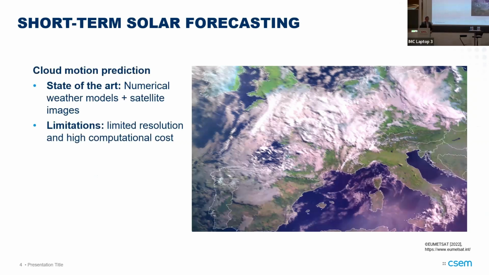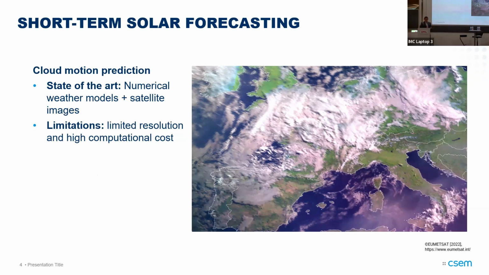Now, as I was saying, most of the classical approaches use a combination of numerical weather models with satellite images, and how it works is based on past satellite images. You can compute cloud motion vectors, and from these you can feed them into the numerical weather model and propagate clouds into the future. One of the main limitations of doing that is that the resolution, both in time and space, can be limited, because running these numerical weather models at very high resolution can be very demanding.